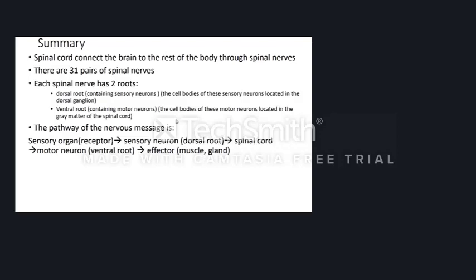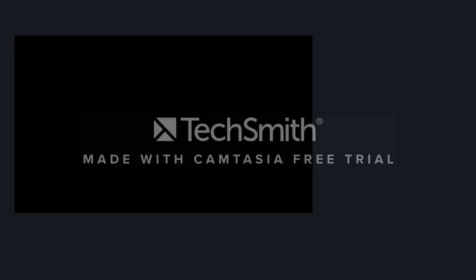Now, the pathway of the nervous message is from the sensory organ, which is the receptor, to the sensory neuron in the dorsal root, to the spinal cord, and then to the motor neuron in the ventral root, and at the end to the effector, which is the muscle or the gland.